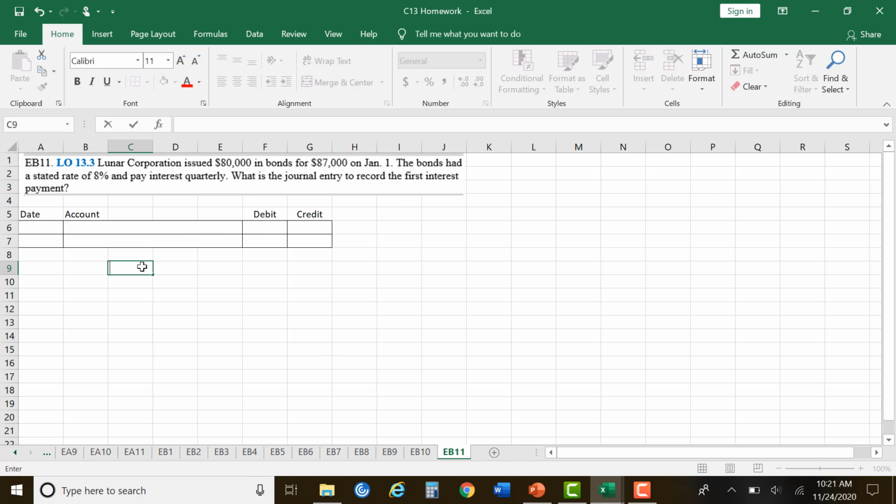So remember, your interest payment journal entry looks the same for all of them. It's interest expense and then cash. But to figure the interest for this one, it's 80,000 times 8% times 0.25. That's a fourth of a year because it's quarterly. Don't let that trip you up. And then you should be just fine in those as well.